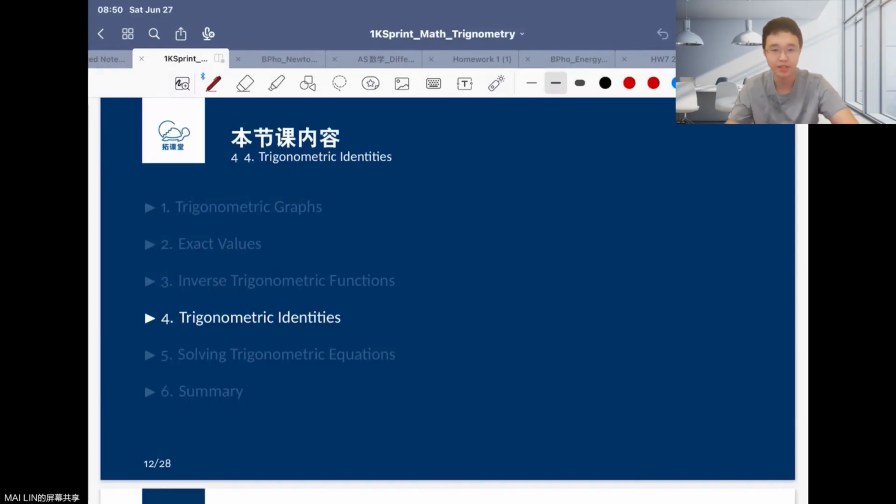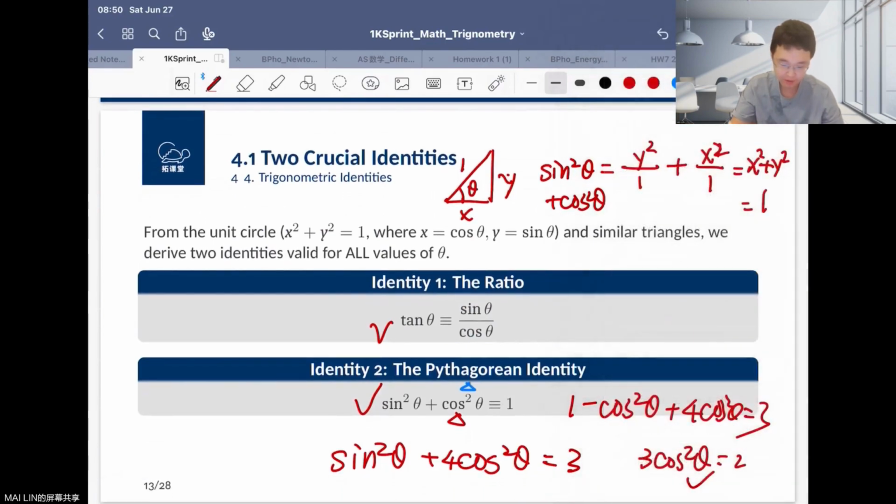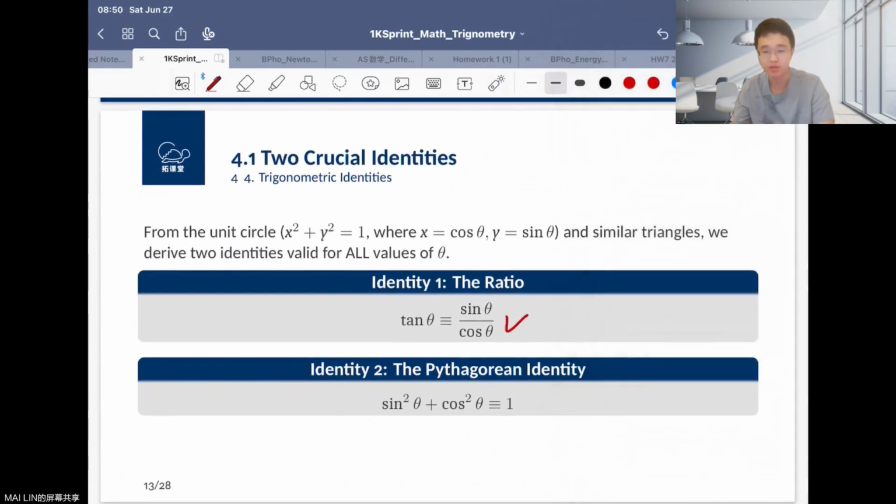Okay, hello guys. Today we are talking about trigonometric identities. Let's move to the first part of it. First, we have the formula tan theta equals sine theta over cosine theta. That is a ratio identity.